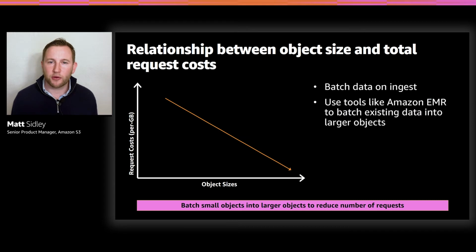We've been talking a lot about optimizing storage costs, but for active workloads with lots of requests, it's also important to think about request costs. And as you can see, there's a relationship between request costs and the object sizes for a given amount of storage. So we recommend that customers batch small objects into larger objects to reduce the total number of requests, and therefore reduce their total request costs. This is particularly helpful if you have small files.